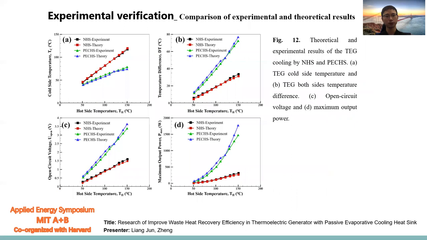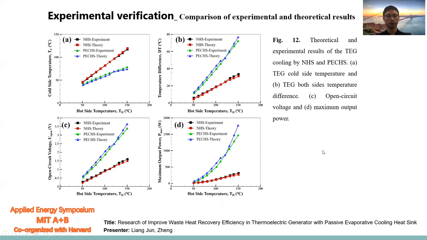And then we compare the experimental data and the theoretical data. We find the experimental data and the theoretical data match very well. And from the figure, we can find the passive evaporative cooling heat sink case can enhance the performance of the TEG maybe several times compared with the normal heat sink case.